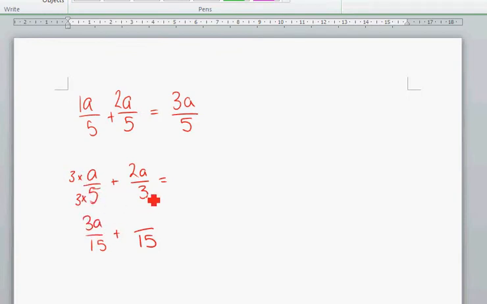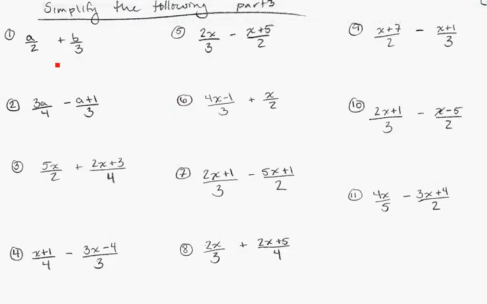And similarly over here, we'd need to times 3 by 5 to change it to 15ths. So we need to make sure we do the same to the top line to keep the fraction equivalent, which would give us 10a, adding across the top 13a. The denominator remains the same when you're adding or subtracting. Right, so let's go back and try the sheet.